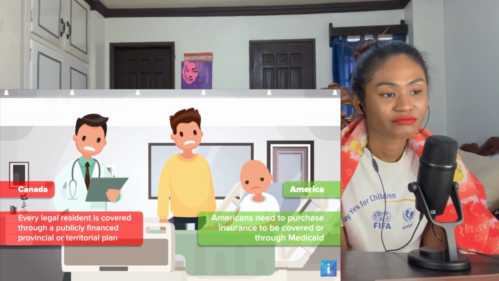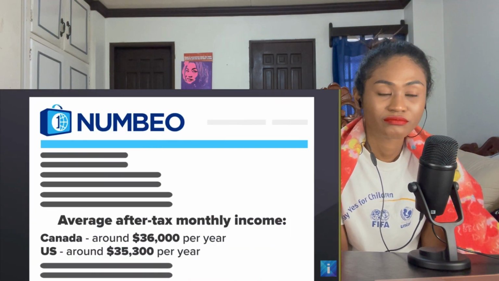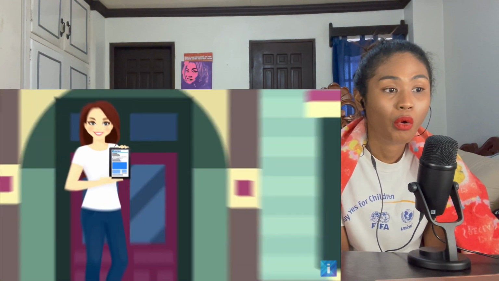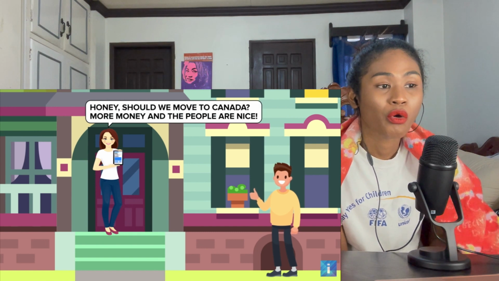What about salaries, you might ask? According to the website numbeo.com, the average income of an American and a Canadian are roughly the same amount. Canada's after-tax monthly income is about $36.